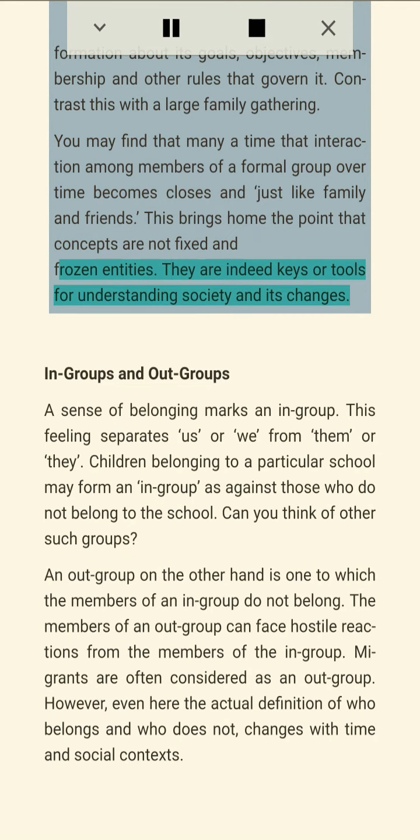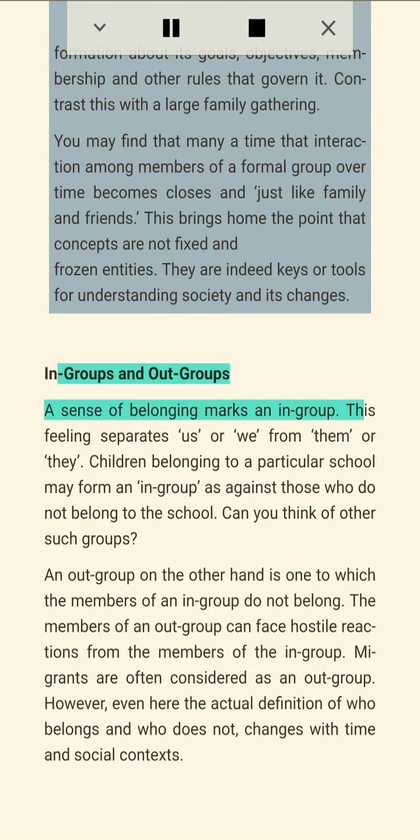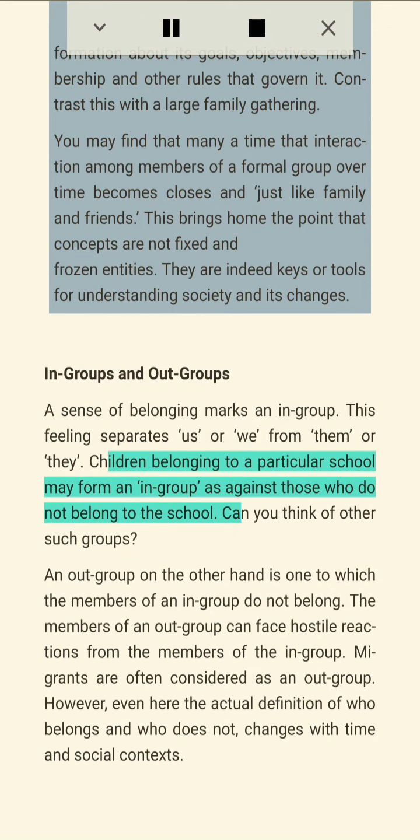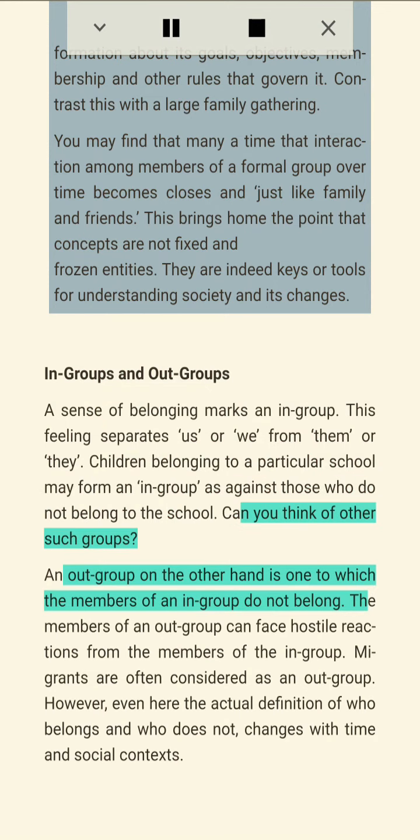This brings home the point that concepts are not fixed, frozen entities. They are indeed keys or tools for understanding society and its changes. In-groups and out-groups. A sense of belonging marks an in-group. This feeling separates us or we from them or they. Children belonging to a particular school may form an in-group, as against those who do not belong to the school. Can you think of other such groups?